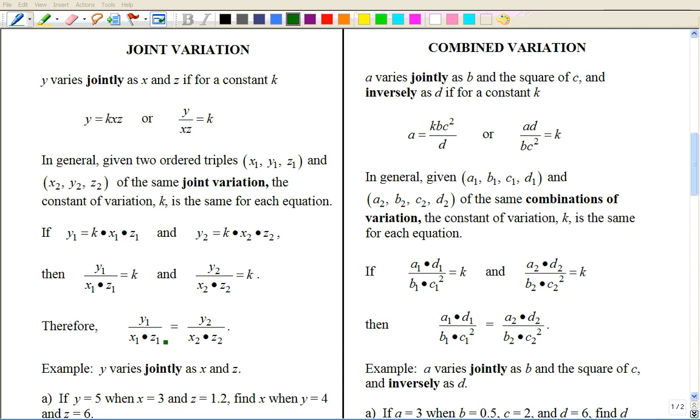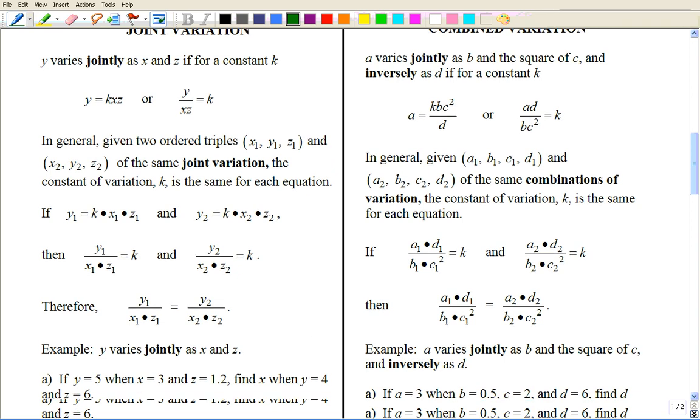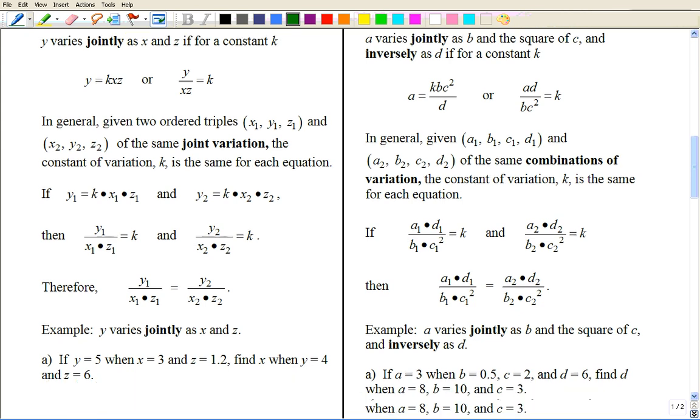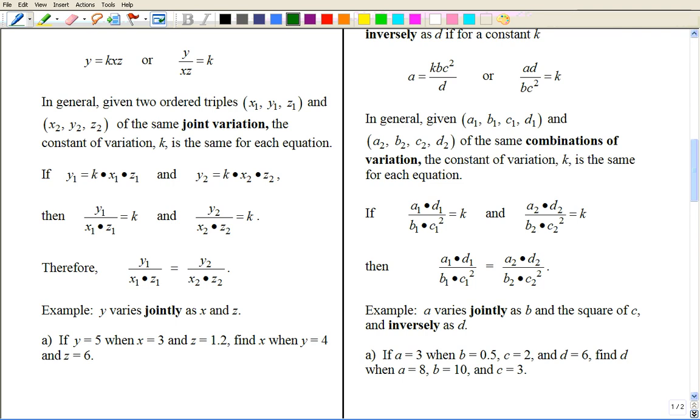So y varies jointly as x and z. If y equals 5 when x equals 3 and z equals 1.2, find x when y equals 4 and z equals 6. So we're still going to do the exact same thing we did before, we just have an extra number to look at. Okay, so here we go.